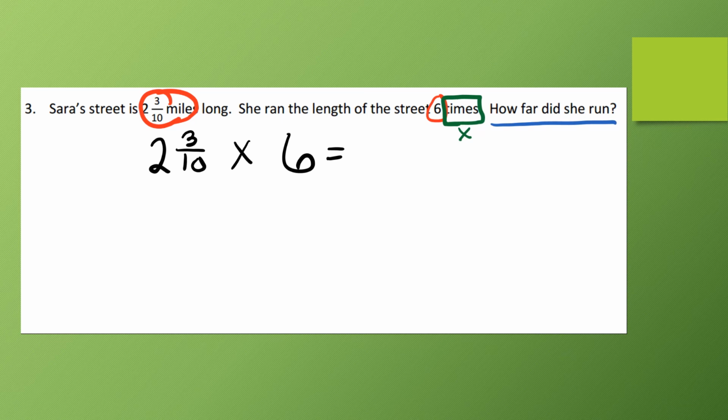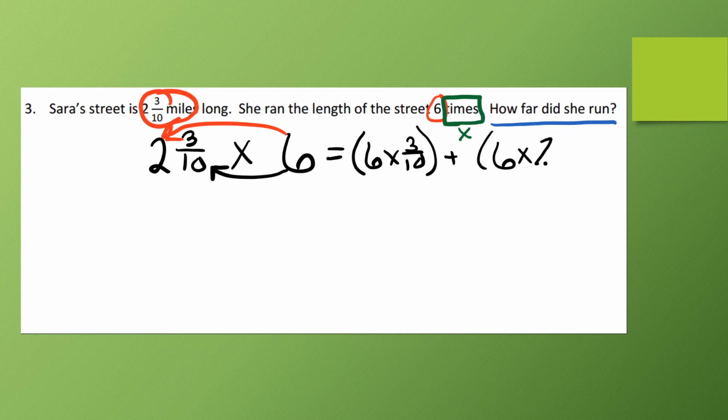Now I'm going to follow the steps that I've learned and use my distributive property. So I'm going to use 6 times 3/10 first, and then do 6 times 2. Okay, if you could do it the other way around, the associative property tells us that it doesn't matter the order that we go in. We could do it in any order and we'd still get the right answer. But I'm going to do it this way. 6 times 3/10 first, and then 6 times 2.